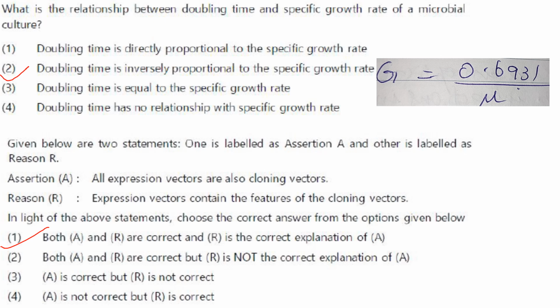Then next one. Given below are two statements. One is labeled as assertion and the other is labeled as reason. All expression vectors are also cloning vectors. That's correct. Expression vectors contain the features of the cloning vectors. Yes, they have multiple cloning site, origin of replication. So all these features like those of cloning vectors can be seen in expression vectors also. So that is correct. So both A and R are correct, and R is the correct explanation of A. Answer is option 1.